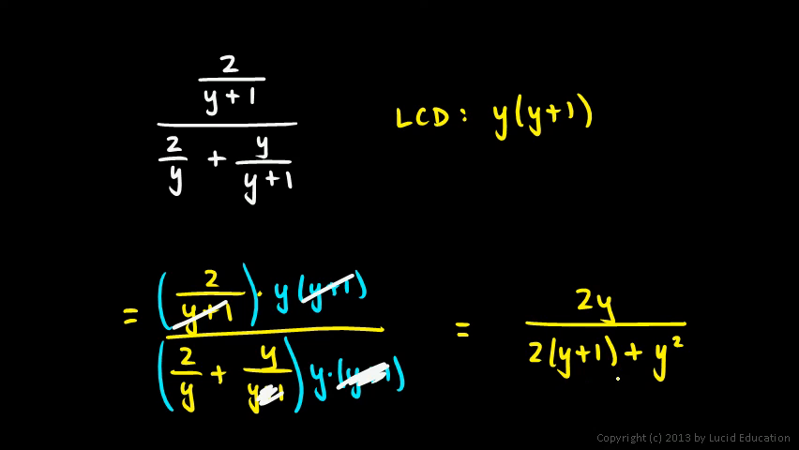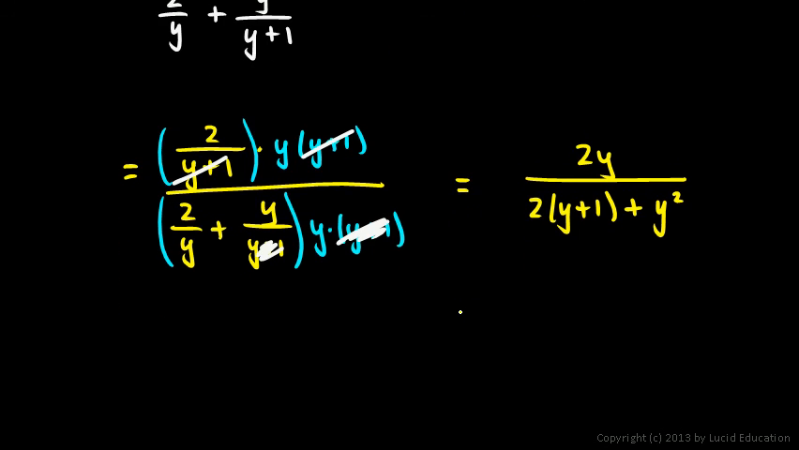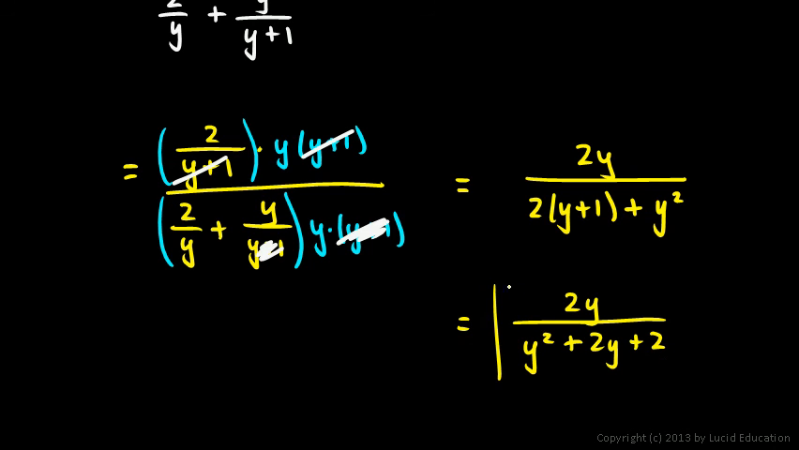I just want to clean that up a little bit, write it in a more standard form. So I'll write 2y, and down here this is 2y plus 2 plus y squared, and let's write it like this, y squared plus 2y plus 2. Standard polynomial form with the higher power terms first. And we're done.